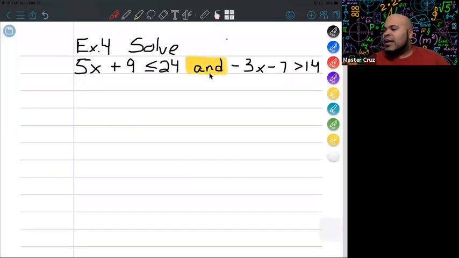So just so that I don't forget, because I have the word "and," I'm actually looking for whenever this overlaps. So that's my goal, right? I'm going to graph these on the same number line, and I'm going to look for places where they overlap. So let's solve the first one.